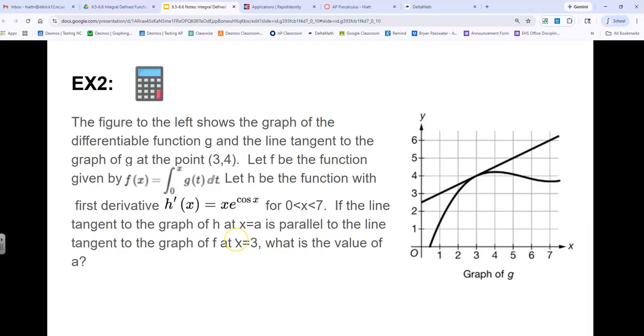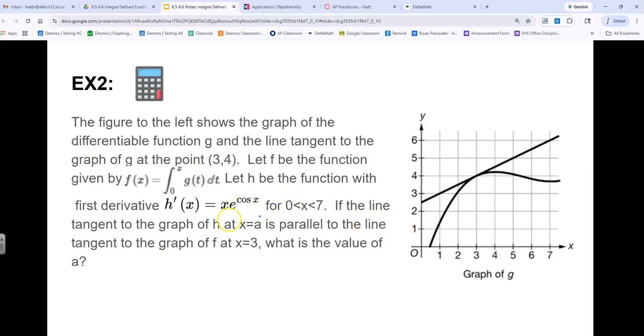Here's another one, similar problem. Okay, the figure to the left shows the graph of the differentiable function g and the line tangent to the graph of g at the point 3, 4. So you have to be very careful in these problems. Make sure you're keeping straight what is f, what is g. This is the graph of g over here. F is the integral defined function. F of x equals the integral from 0 to x of g of t dt. Let h be the function, and then they give us this h prime right here.